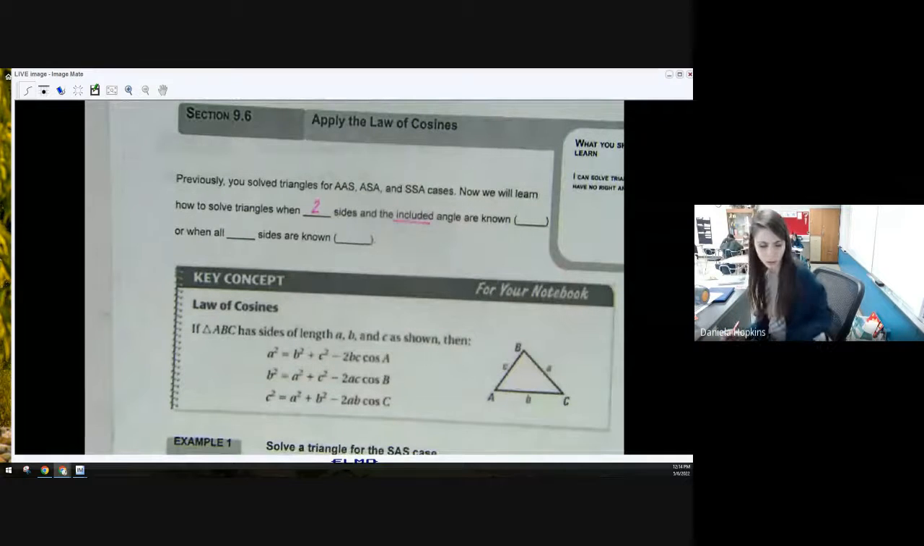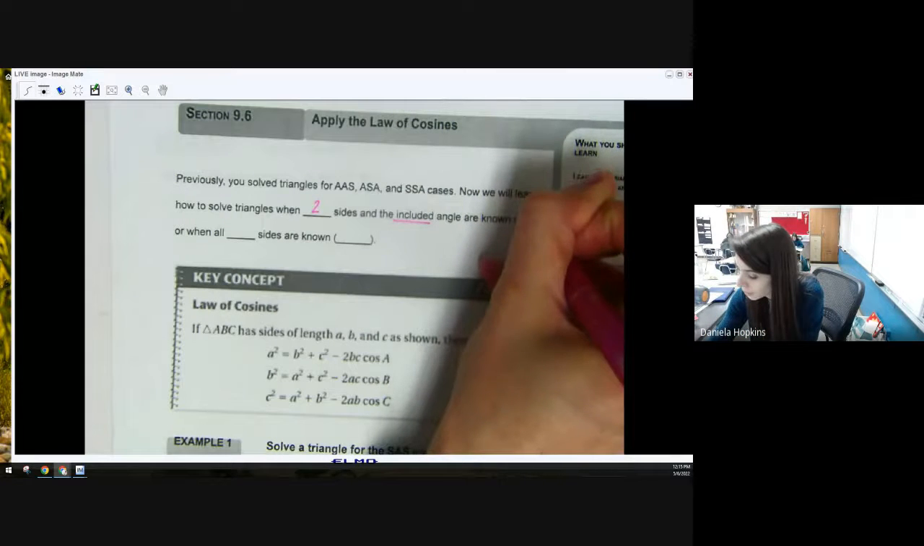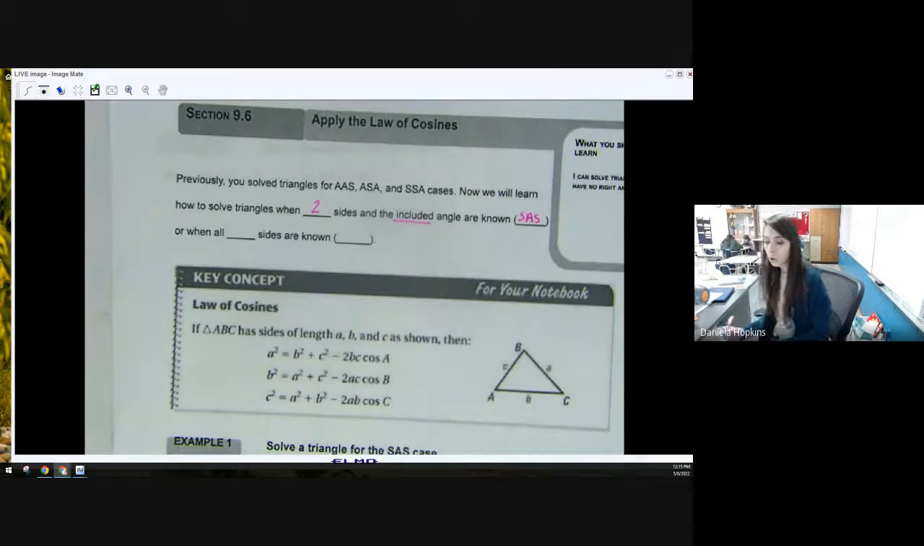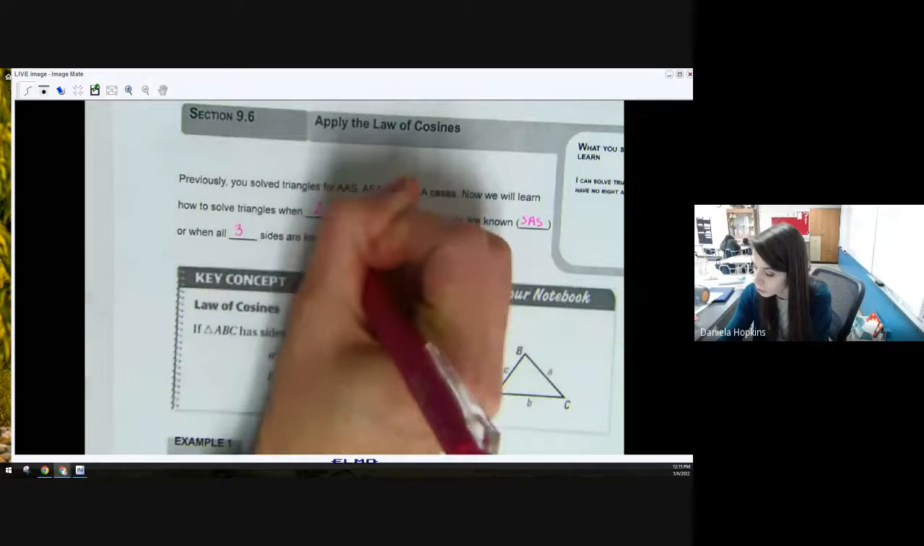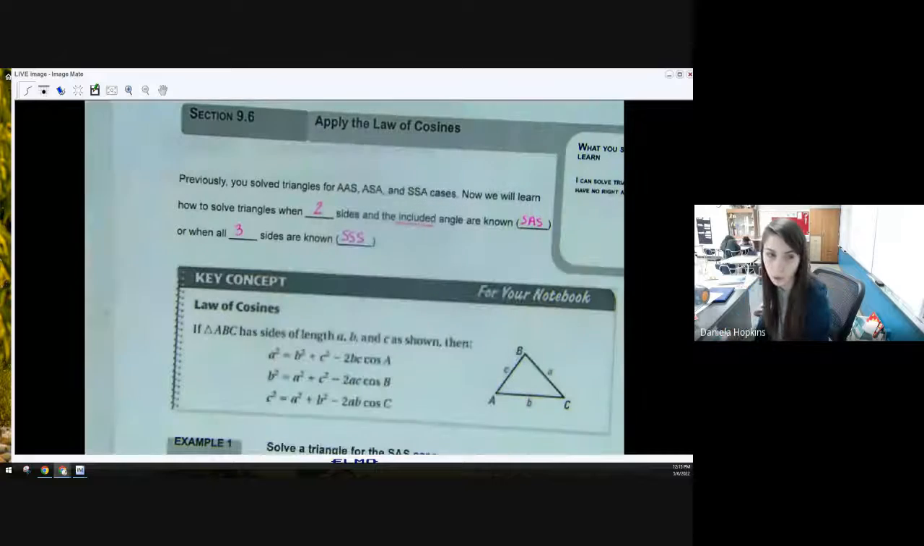What does it mean to be an included angle? You guys remember? It's in between, right? So this would be side, angle, side, which we have not seen yet. Or when all three sides are known, which is side, side, side. So we're going to use the law of cosines to do this.